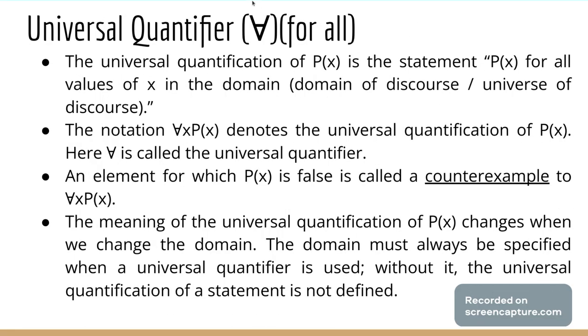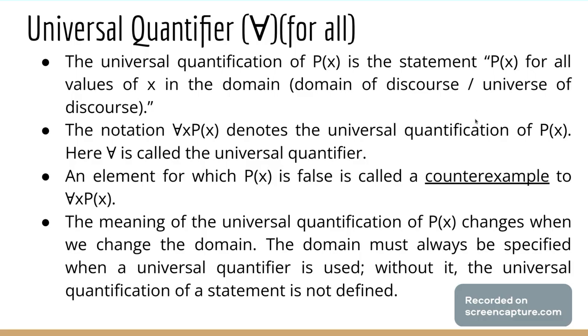Universal quantifier, the symbol is for all. We have seen this in maths. The universal quantification of p of x is the statement p of x for all values of x in the domain. It's important to note that this p of x will be true only for elements in that particular universe, or that particular domain of discourse. If the domain changes or the universe changes, the statement for all x, p of x may not be true. It is important to specify the universe when we denote a universal quantification. Same goes for there exists also.